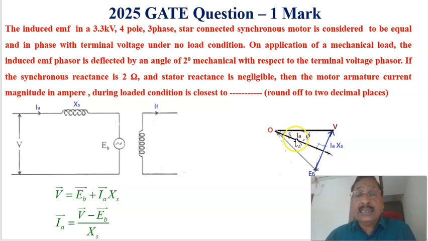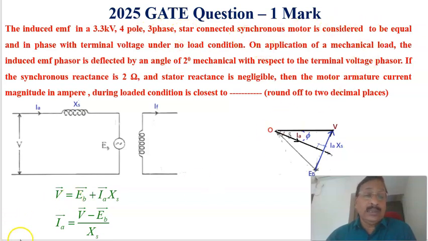Therefore, this is the current which is lagging the voltage by an angle phi, and to the EB we have to add the drop across the reactance to get V. The drop across the reactance is nothing but IA into XS, and that will be perpendicular to the current. That is why this vector, which is to be added with EB, is perpendicular to the current vector, and we call this phasor IA into XS, the drop across the reactance. The drop across the reactance is added with the back EMF to get the terminal voltage V.